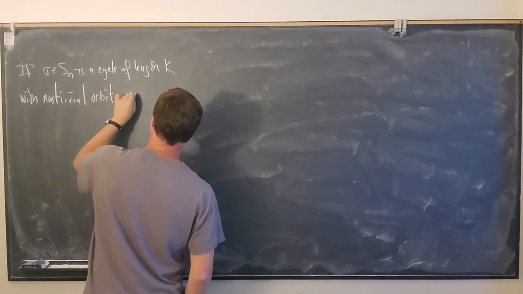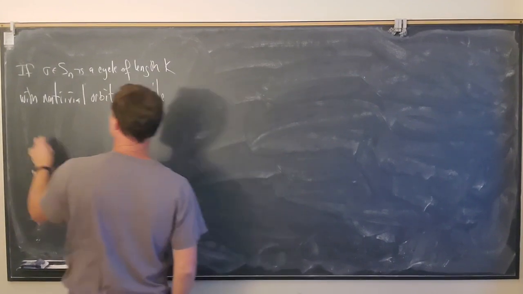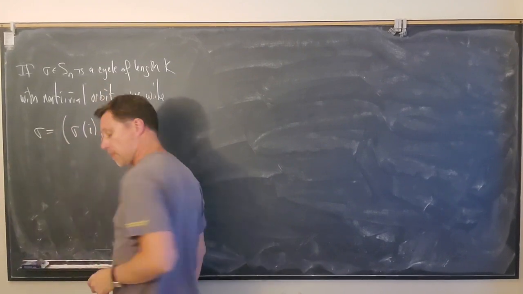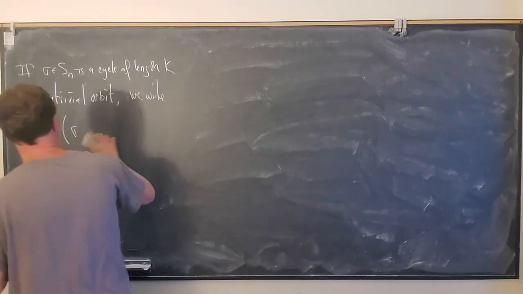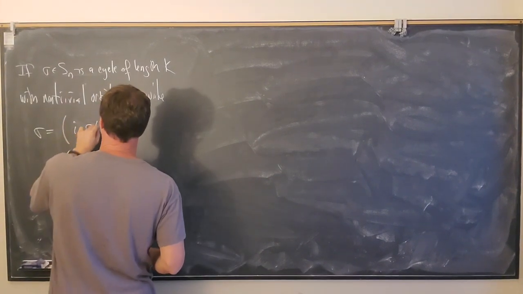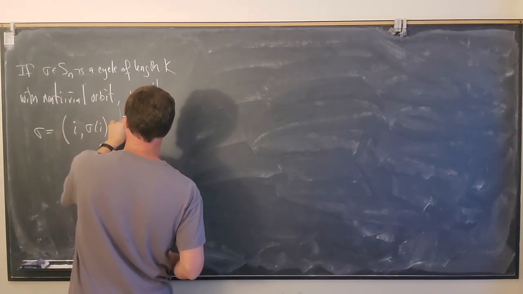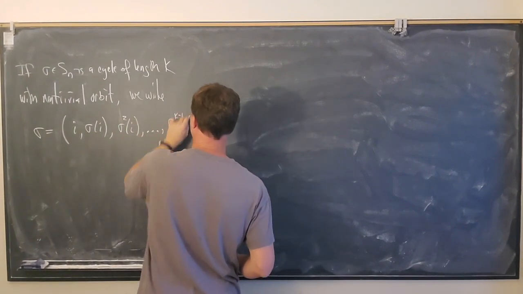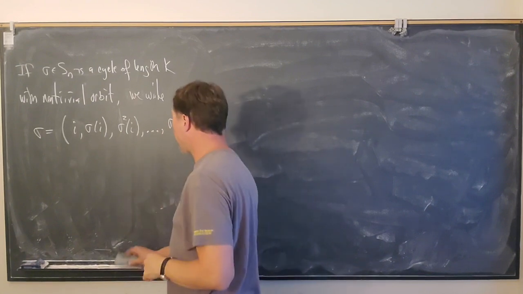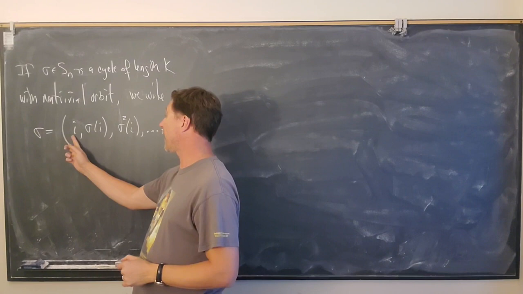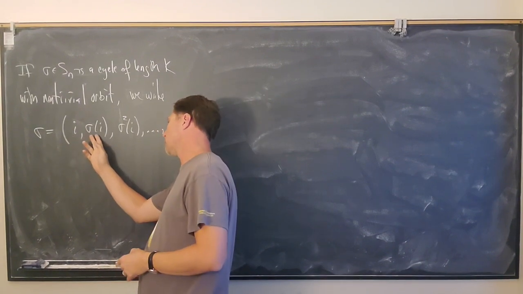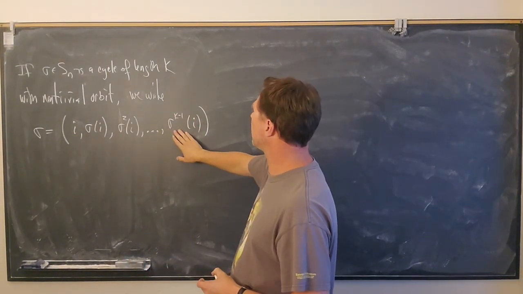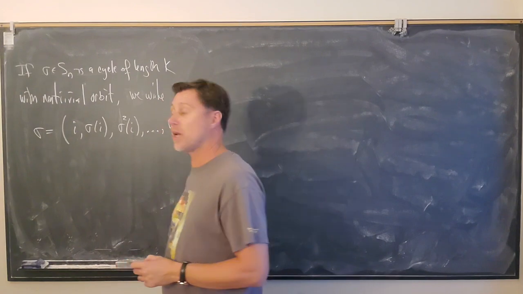We write sigma equal to (I, sigma of I, sigma squared of I, dot dot dot, all the way to sigma to the k minus 1 of I). What that means is that sigma, when applied to I, gives us sigma of I. Then sigma applied to sigma of I gives us sigma squared of I, and so on. This notation also means sigma raised to the k of I gives us I.